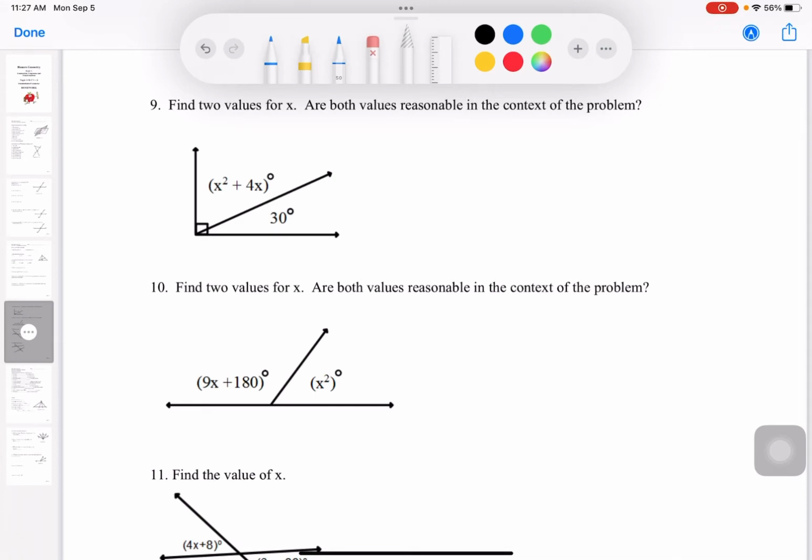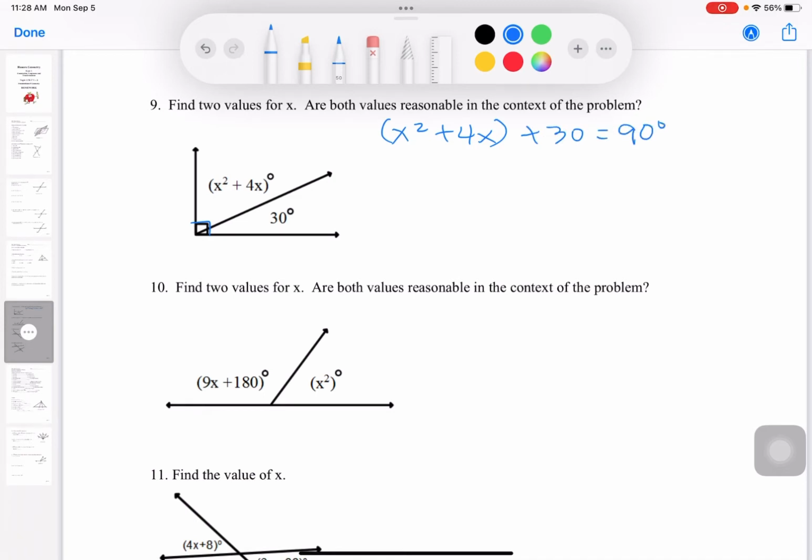We have two adjacent angles represented by x squared plus 4x degrees, and the other one is 30 degrees, that add up to 90 degrees. Therefore, the two angles are complementary angles. So we write x squared plus 4x degrees plus 30 degrees is equal to 90 degrees.